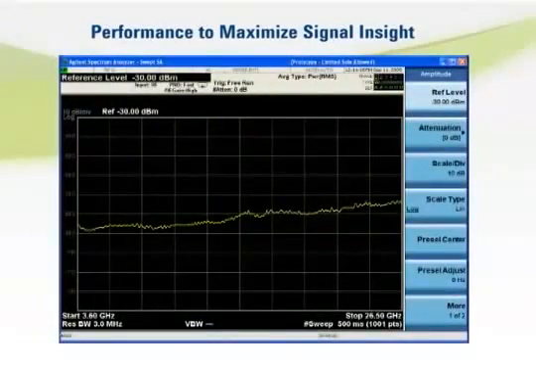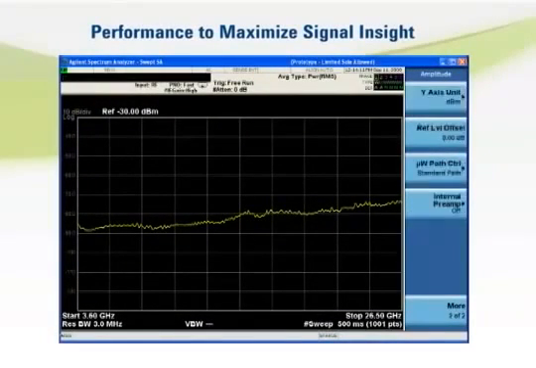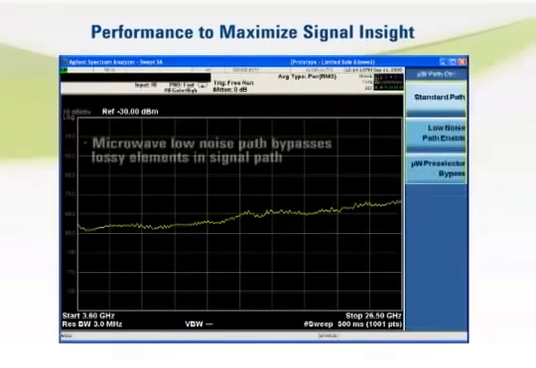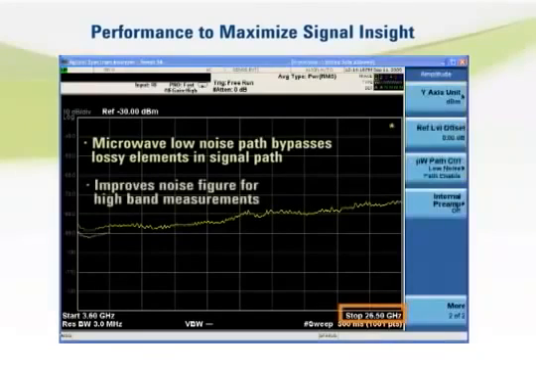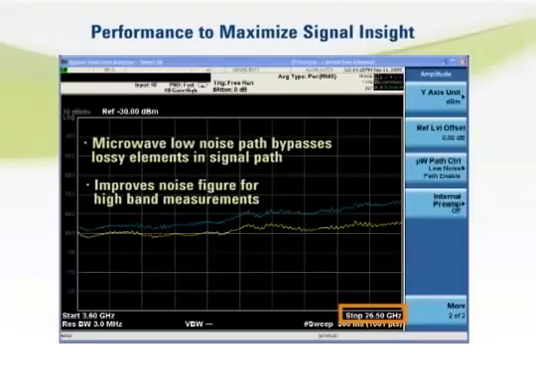Sensitivity is also improved with the PXA's optional low noise input path. For high band measurements, this direct input path improves the analyzer's noise floor by up to 10 dB at microwave frequencies.